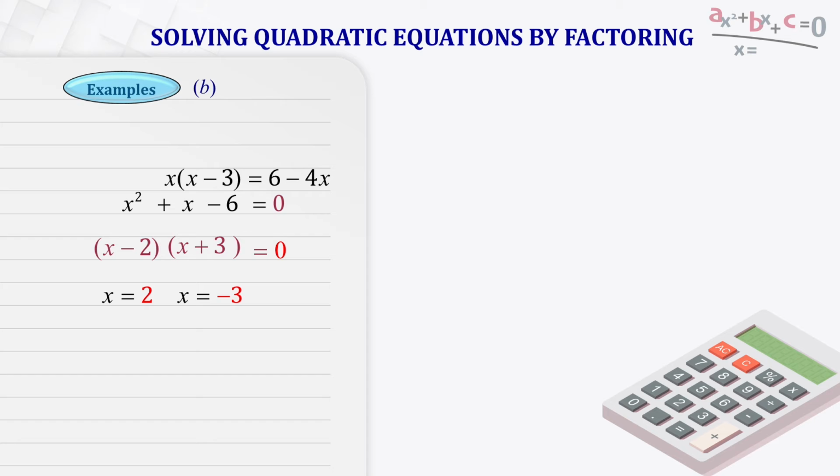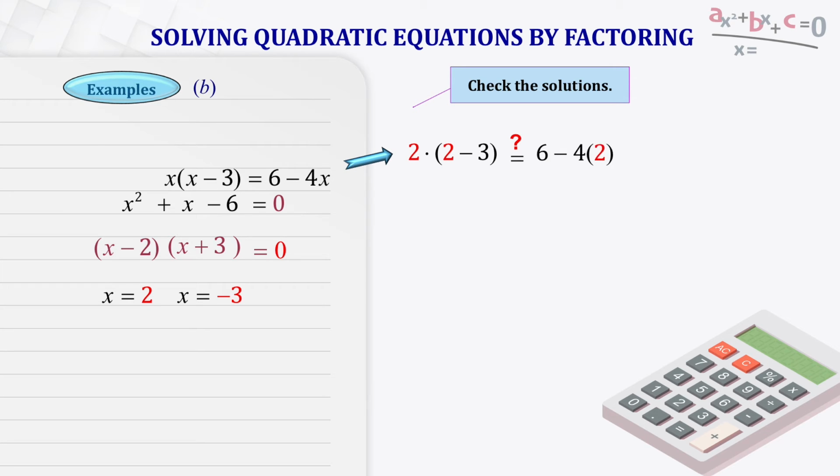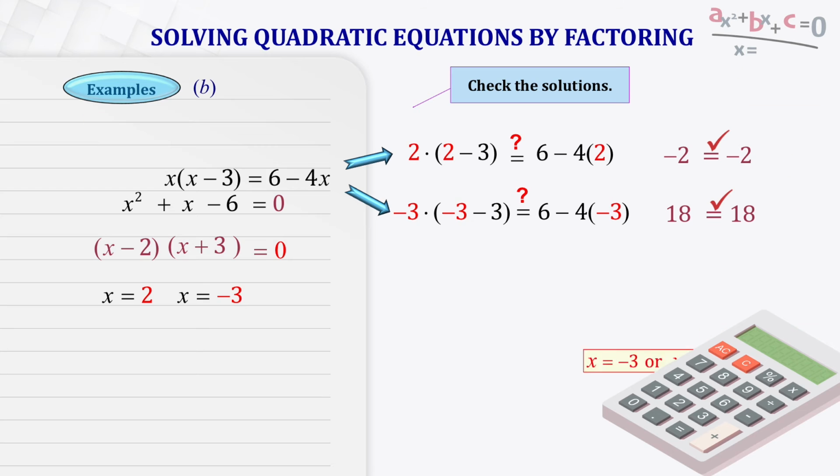Let's check the solutions again. First, substitute one solution, 2, into the original equation to see if the left side and right side are equal. We have minus 2 on both sides. Next, substitute the other solution, minus 3, into the original equation again. This time we have 18 on each side, which tells us both solutions satisfy the equation.